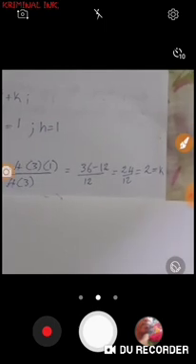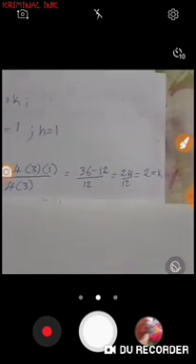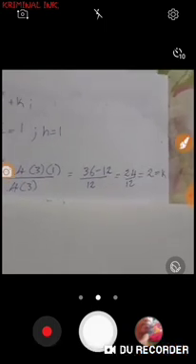And simplifying, we end up with this answer. So K is equal to 2.